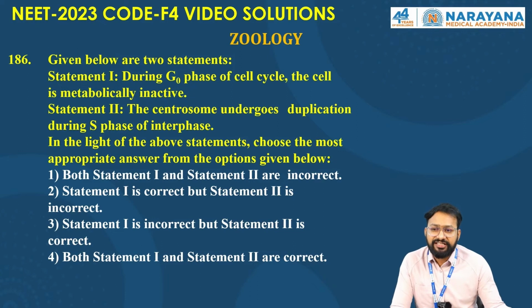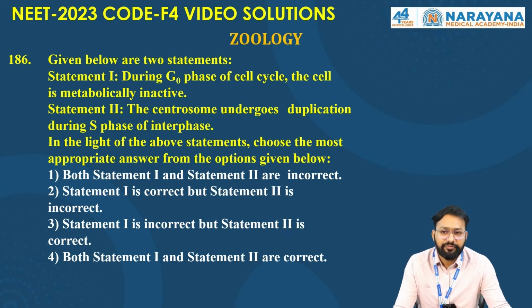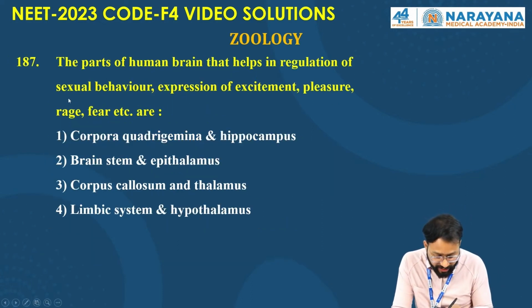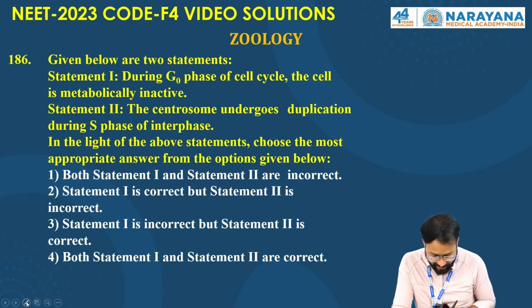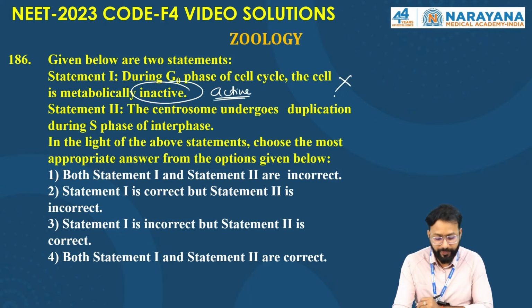Next, question number 186. It is related to cell cycle and cell division. Statement 1: during G0 phase of cell cycle, the cell is metabolically inactive. No, it is not metabolically inactive. Rather, it is active. So statement 1 is wrong.